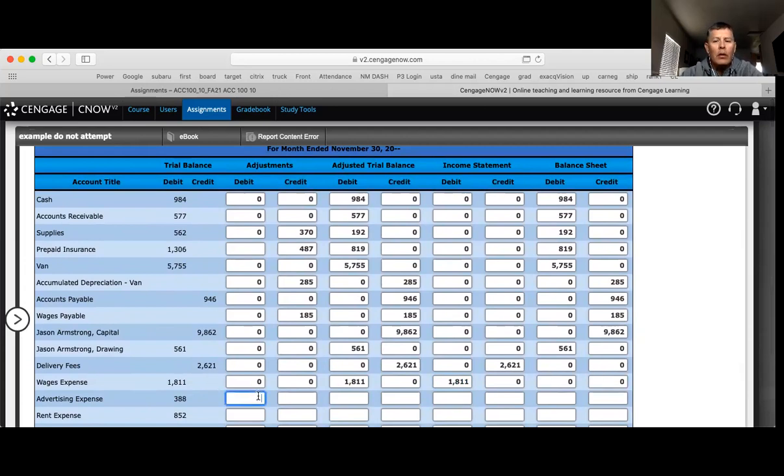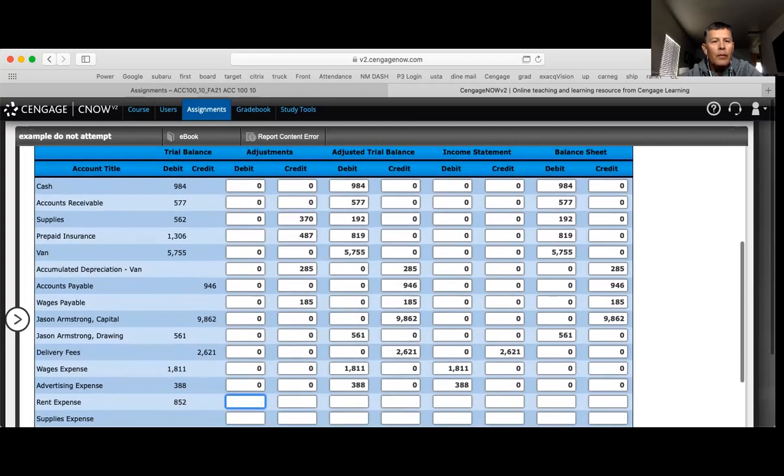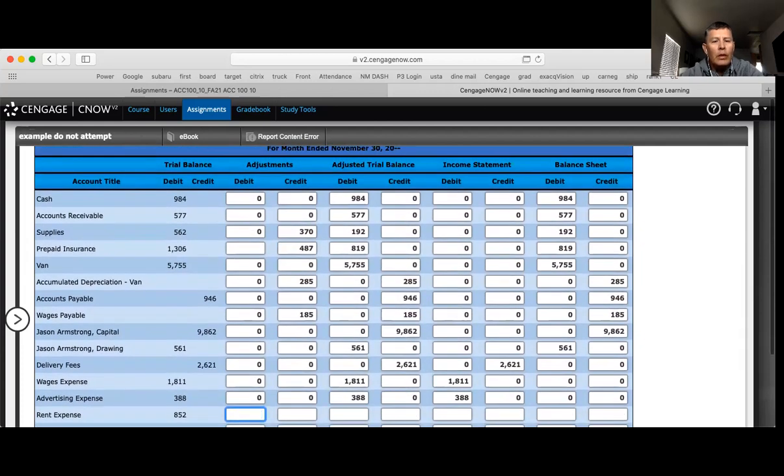Advertising expense, 0 because we didn't make any adjustments. Now we are going to have a debit balance of 388, nothing here, 388 here, 0 here. This does not go on the balance sheet as well, it goes to the income statement. Rent expense will be 0, no adjustments, but we'll have an 852 debit balance. 852 goes not to the balance sheet, it goes to the income statement.